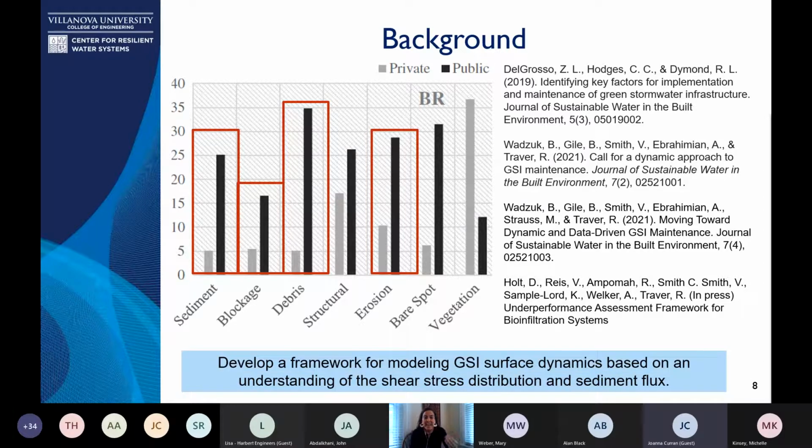But here we wanted to take this idea and put it together and develop a framework for modeling green stormwater infrastructure surface dynamics based on an understanding of what's happening with the shear stress and the sediment flux. And if we could model this for a GSI system, or think about this as an approach for thinking about GSI design, could we design our GSI then to, instead of maintaining the entire 100% of the GSI surface, maybe just maintaining 20 or 10 or 5? If you were to force deposition in one area, would that reduce the amount of maintenance that you need?